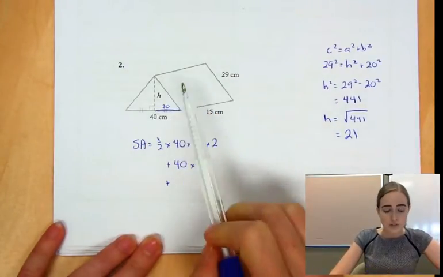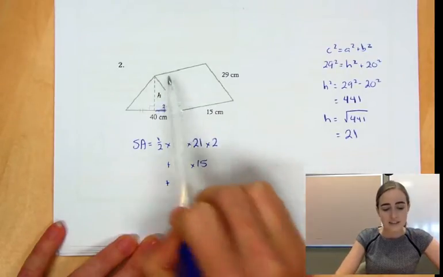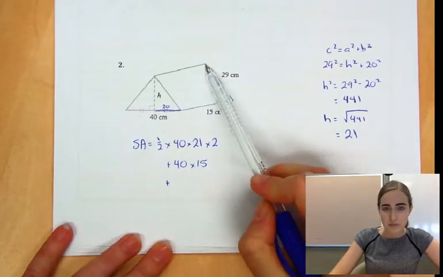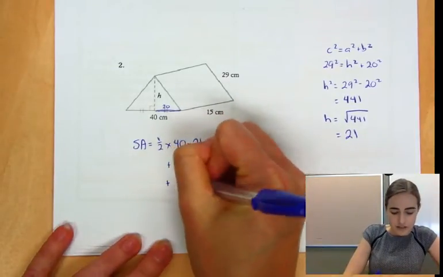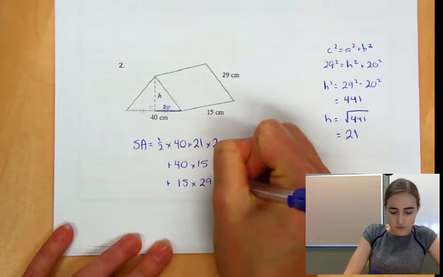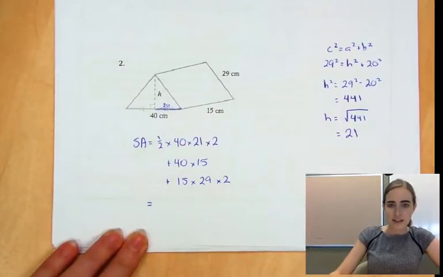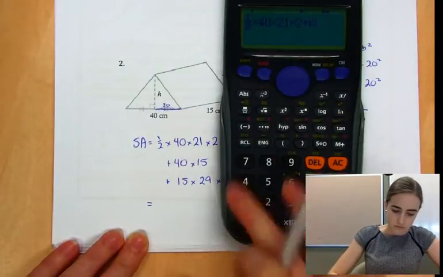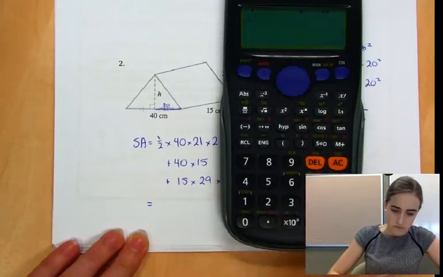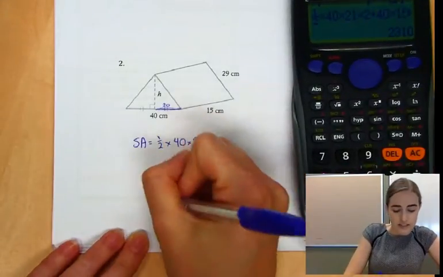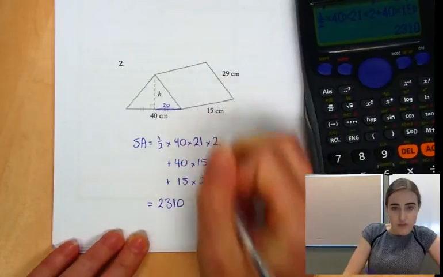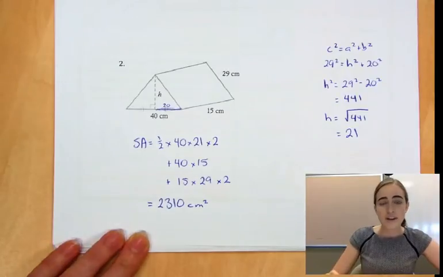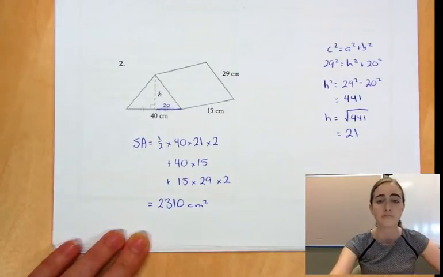And then if we have a look at our two sides, this sloped face and the sloped face on the other side that we can't see, they'll be the same size. And that's going to be 15 times 29. So we'll have 15 times 29 times 2. So then we'll pop that all in our calculator. So it'll give us 2,310. And because it's all in centimetres, it's going to be centimetres squared. So that's two examples of finding surface area when our problems involve Pythagoras' theorem.